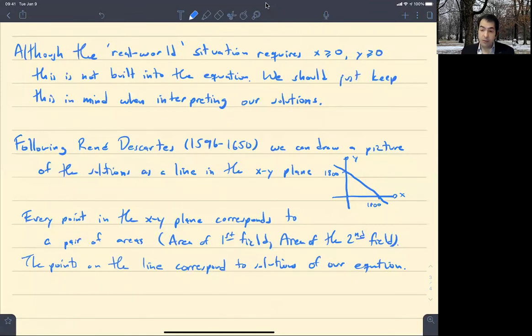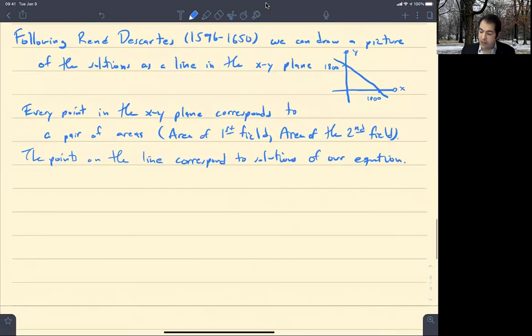Apparently he was traveling. He was a professional soldier. He was traveling and while staying at a hotel, fell into a fever. And in his dreams, while he was sick, he came up with the method and with analytic geometry, and a couple of other things as well related to optics. And once he was better, he just wrote this all down and published it. Anyway, he had a very important correspondence with Pierre Fermat on things like this, and from which we get analytic geometry.